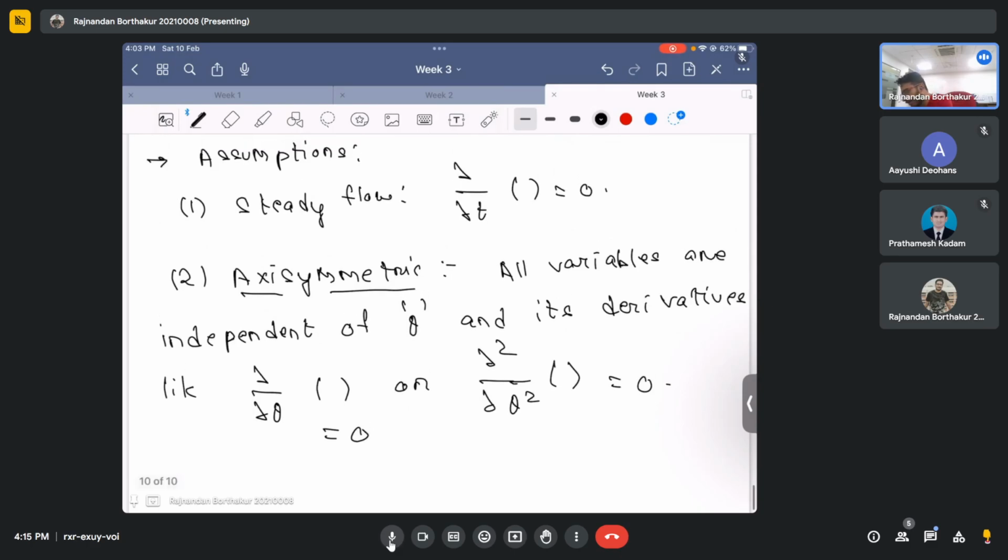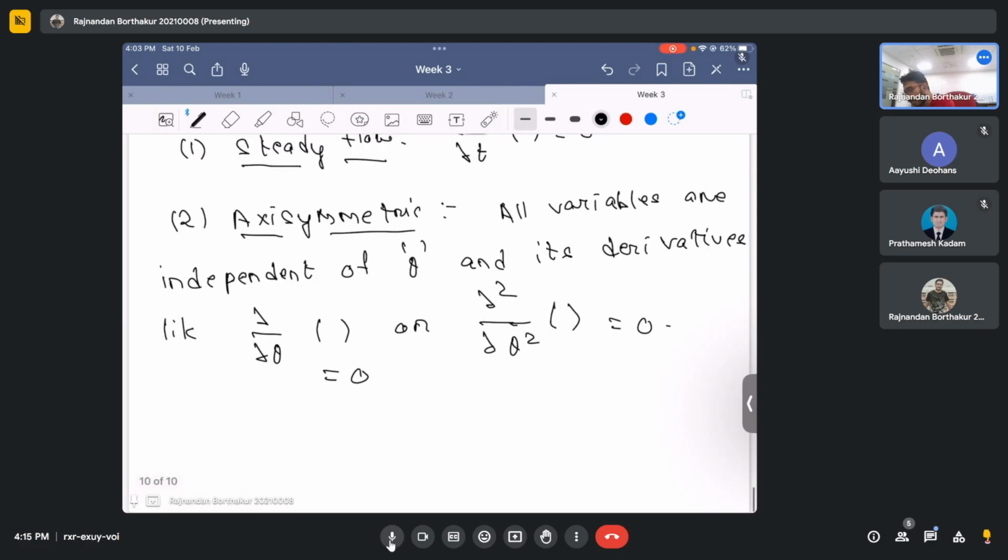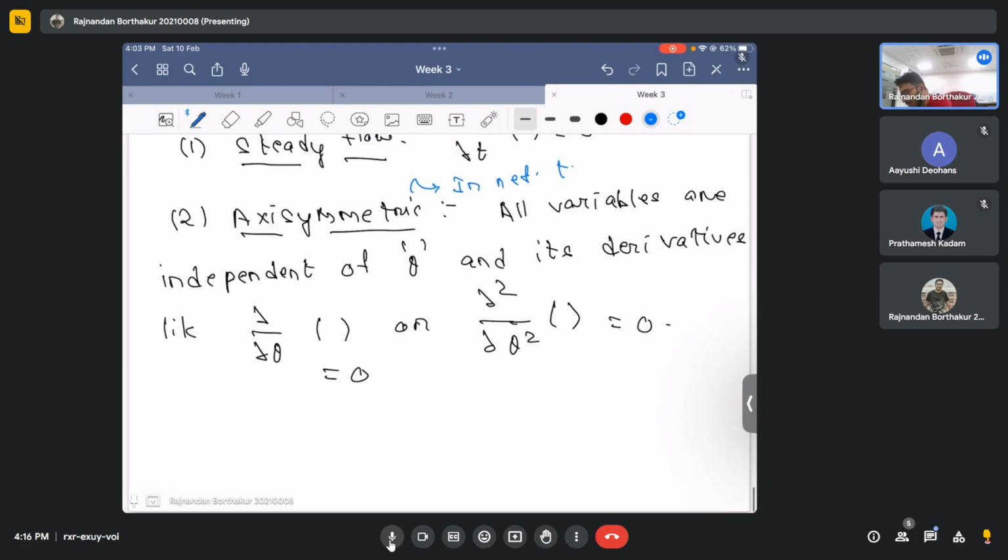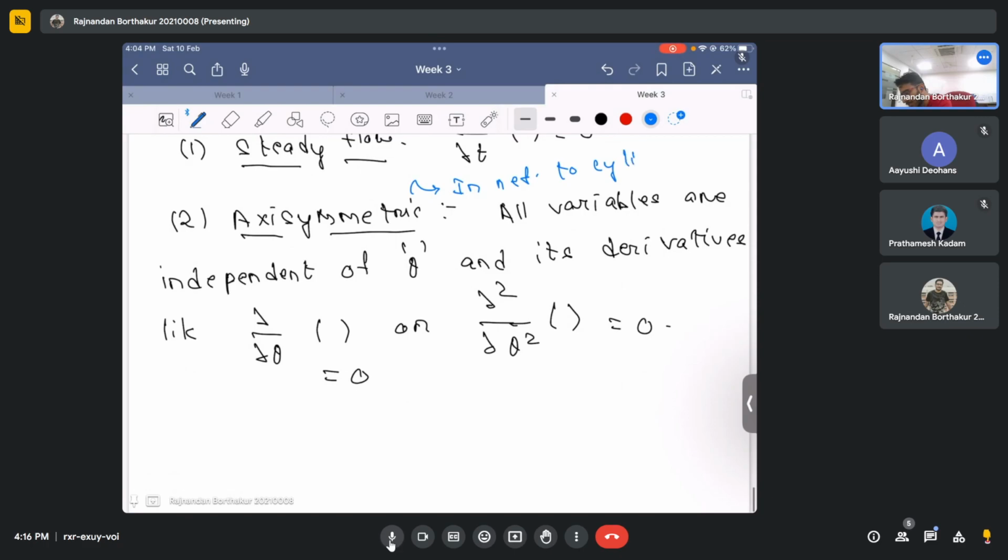So now I think you got what's the meaning of steady flow. I think you got what's the meaning of axisymmetry. Of course, this axisymmetric is in reference to the cylindrical coordinate system.